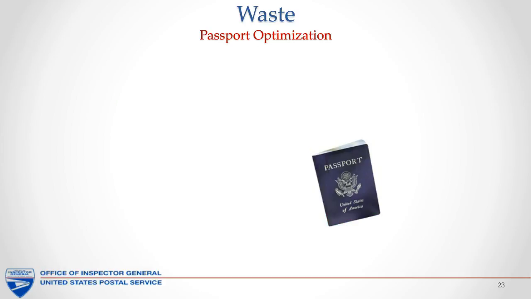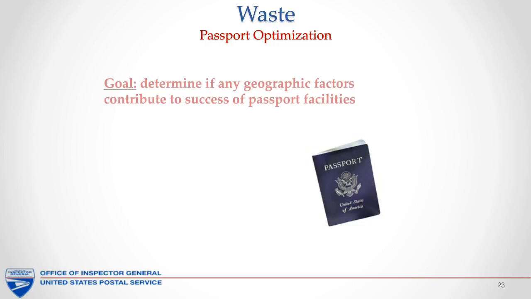This next example is another audit. It's very heavy in analytics, but what audit wanted to do was a passport optimization project. So we have all these passport locations where you can go and either renew your passport or apply for a passport, and they want to determine, well, what makes one successful more than another one, and could we consolidate? So the overall goal was to kind of create a geographic profile to see, are there common geographic factors at each of those locations that are successful?